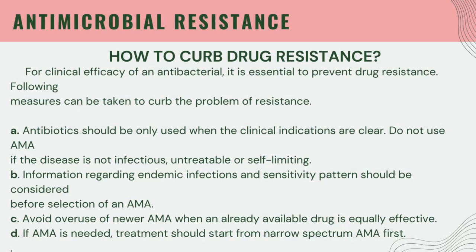For clinical efficacy of an antibacterial, it is essential to prevent drug resistance. The following measures can be taken to curb the problem of resistance. A. Antibiotics should be only used when the clinical indications are clear. Do not use AMA if the disease is not infectious, untreatable, or self-limiting. Information regarding endemic infections and sensitivity pattern should be considered before selection of an AMA. Avoid overuse of newer AMA when an already available drug is equally effective. If AMA is needed, treatment should start from narrow-spectrum AMA first.